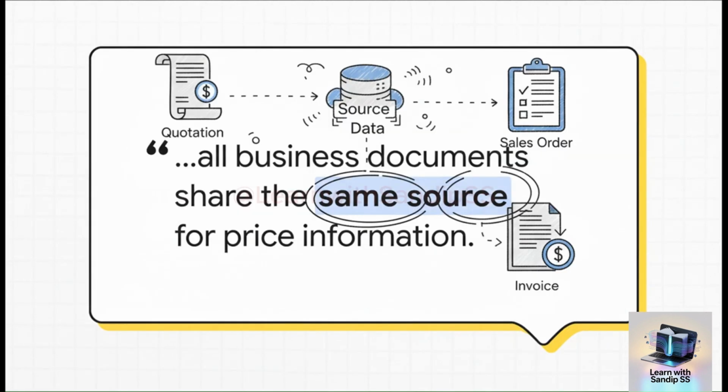And this is precisely what makes condition master data so powerful. You see this quote on the screen? The idea that all business documents share the same source for price information, that's the whole ballgame. It means from the very first quote you send a customer, to the sales order, all the way to the final invoice, there's just no room for human error. That consistency is literally baked into the process from the very start.